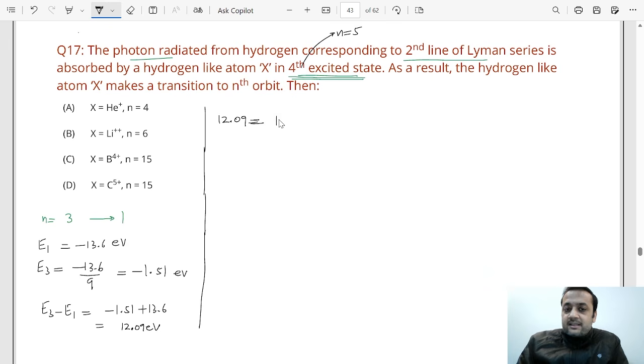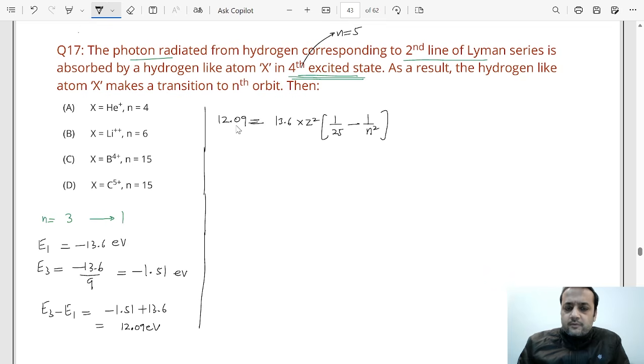So you will write this as 13.6 into Z square into (1 by n square, which is 25, minus 1 by higher state n square). So the electron will need 12.09 electron volt to go from 25 to the higher state n. This is the idea. Now the idea is that we have to check the options, because there are two variables and we have got one equation, but we understand that Z and n both must be integers. This is the key thing.